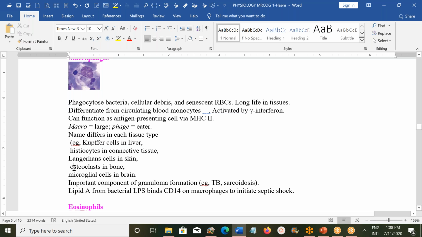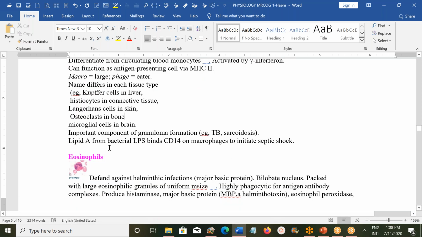The osteoclasts in the bone, what are they going to do? They are the bone eater cells. The osteoclastic and the osteoblastic activity go side by side in the bone. When these cells are present in the brain, we call them microglia, but they have phagocytic actions.